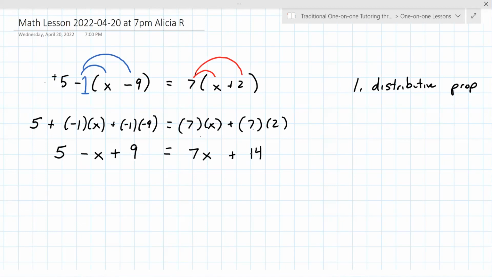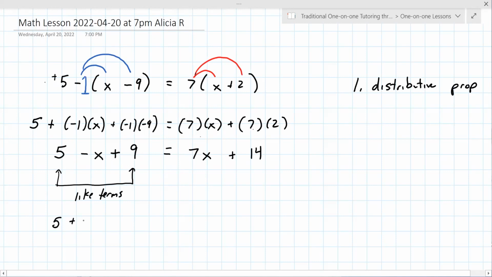Okay. So the next step here is actually to combine like terms. This 5 and this 9, they're considered like terms. And maybe to better understand this, we can rearrange this on the left here. We can actually write it as 5 plus 9 minus x. Maybe it's more clear now that you can combine those. Okay. So that's 14 minus x equals 7x plus 14.